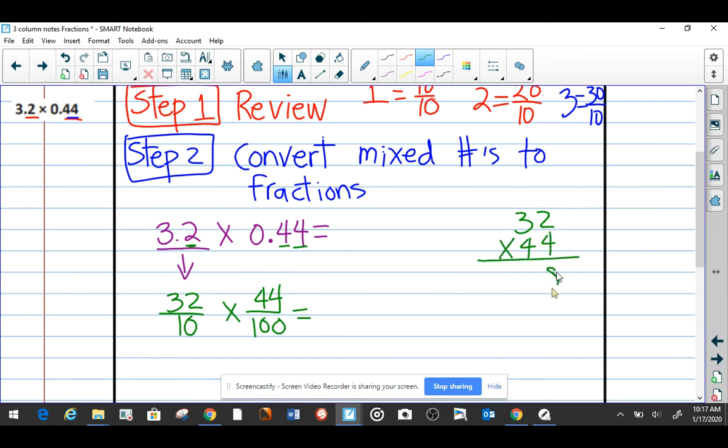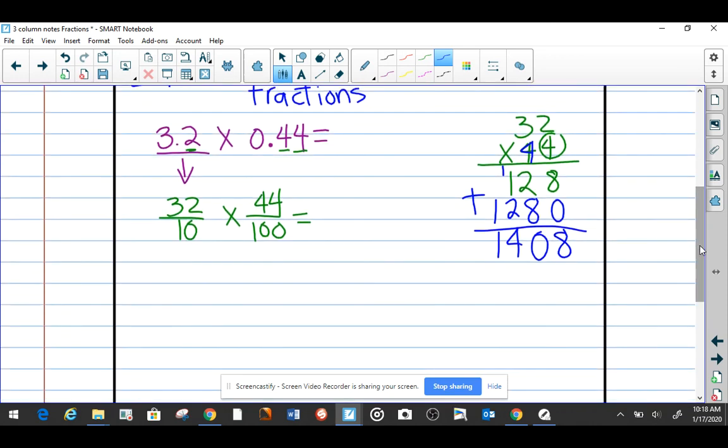4 times 2 equals 8. 4 times 3 equals 12. So I multiplied the 4 already. The next number I'm going to multiply are the tens. So the tens, it's the 40, which is this 4 right here. So we're going to write the 0 for the 40. 4 times 2 equals 8, and 4 times 3 equals 12. Plus, this is 8, 10, you carry 1 over. This is 4 and 1.